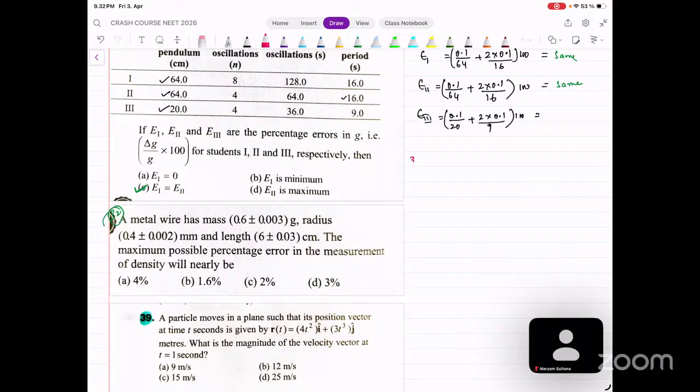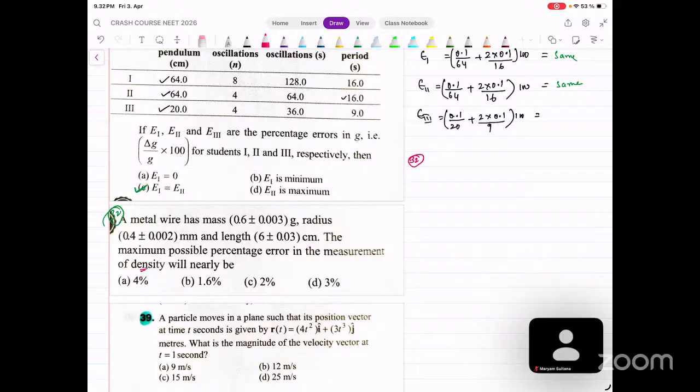चलो next question देखो बेटा, this one I am giving some number for this one, मान के चलो this is your question number 32. चलो, a metal wire of mass 0.6 plus or minus 0.03 gram, radius is 0.4 plus or minus 0.02 mm and length is 6 plus or minus 0.03 centimeter. The maximum possible percentage error in the measurement of the density will be equal to your how much?